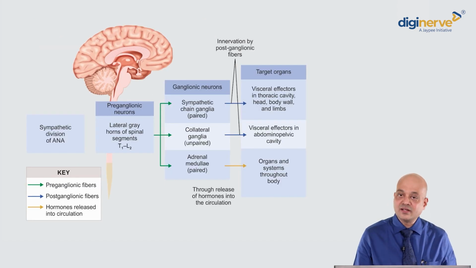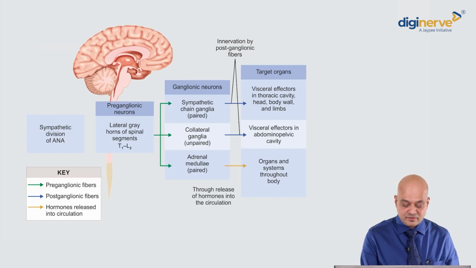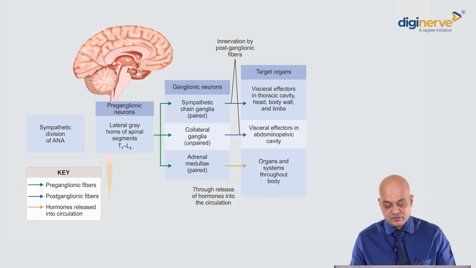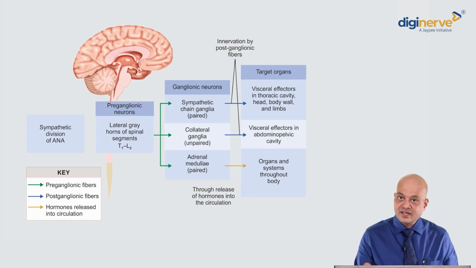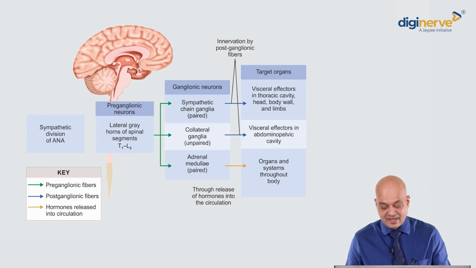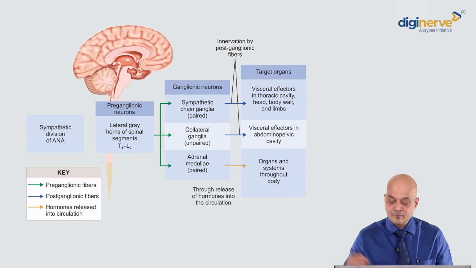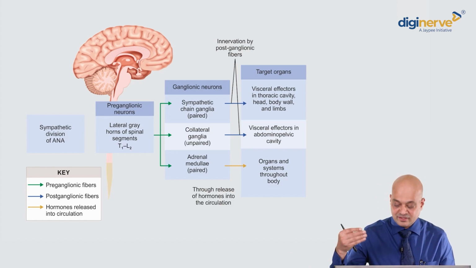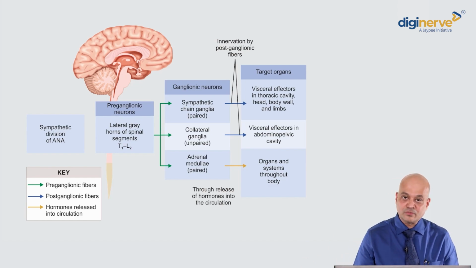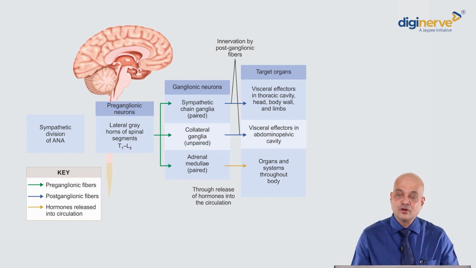So that in a schematic representation is what I just said. You have the sympathetic division of the ANS, which goes to the preganglionic neurons. They form the ganglia there. The ganglionic neurons from the sympathetic chain, the collateral ganglia, and the adrenal medullae, for example, go on to the target organs, which supply either visceral effectors in the thoracoabdominal cavity, thoracic cavity, and organ systems throughout the entire human body.